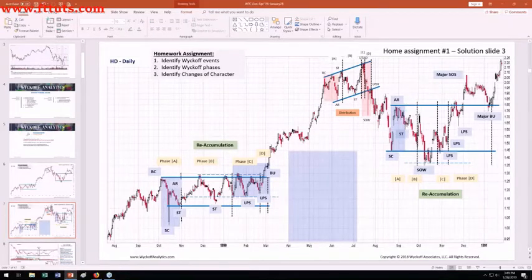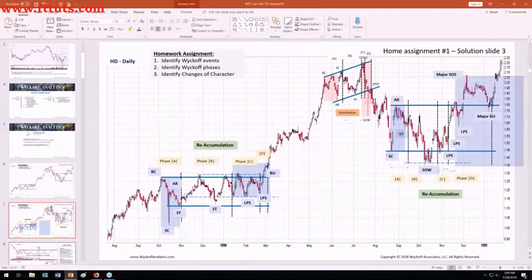Although, I don't like the phase A, phase B definition here, but phase C could be something like this, and then that would make it a sign of weakness. Right?